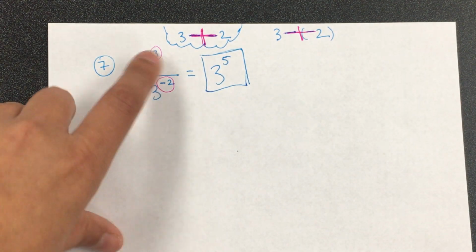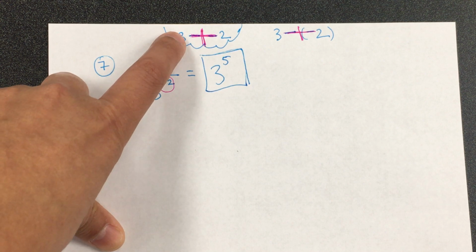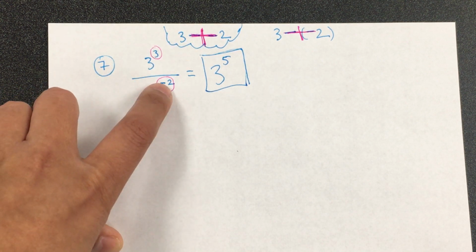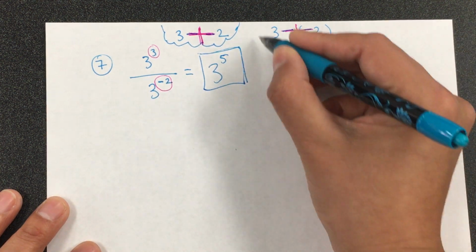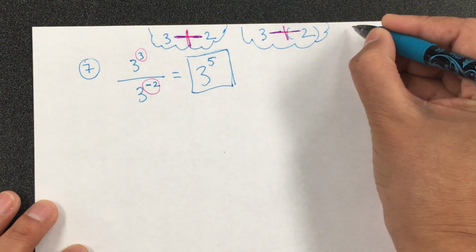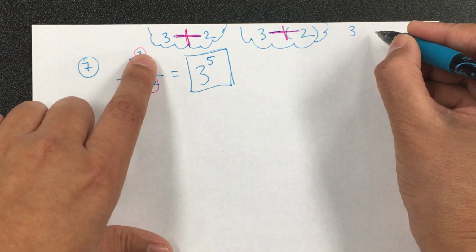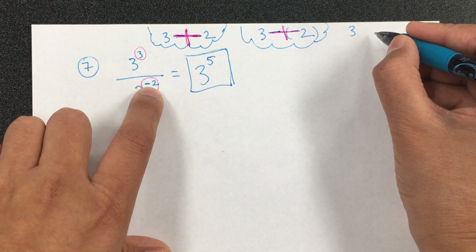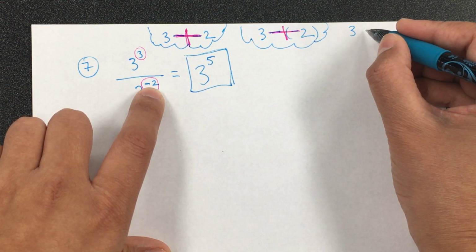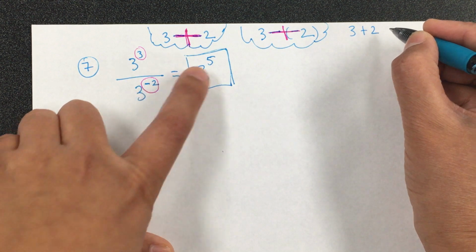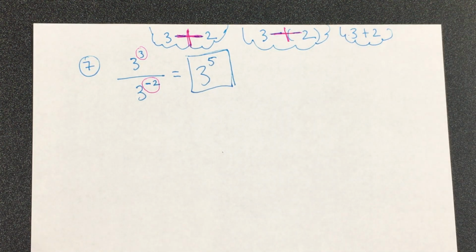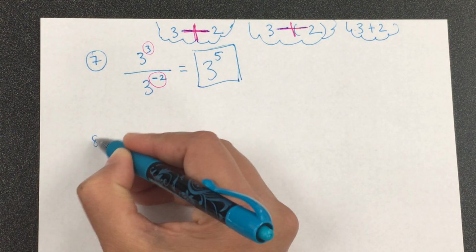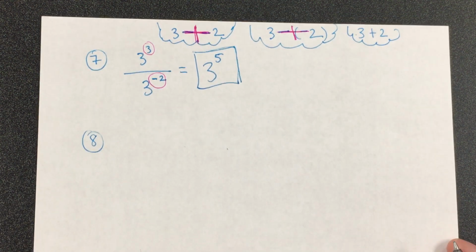Some people say, teacher, can we just keep the first one the same, and then just change the sign of the second one? That's also possible. So let's do it one more time. So 3, and then change the sign of the bottom exponent. So it will be plus 2, which is 3 plus 2 is 5. So it all depends on how you see it, okay? It's the same thing, whichever helps you the most.